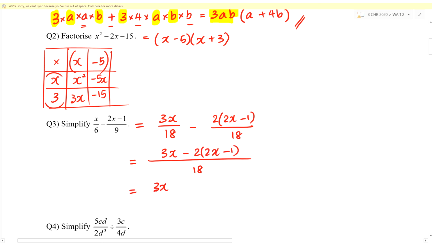Expand. Negative 2 times 2x, negative 4x. Negative 2 multiplied by negative 1, we get positive 2. So our final answer will be negative x plus 2 over 18.